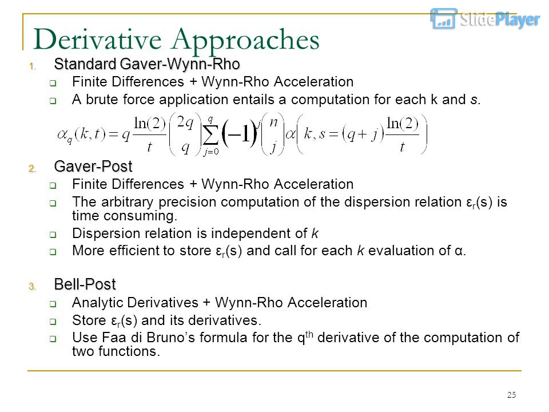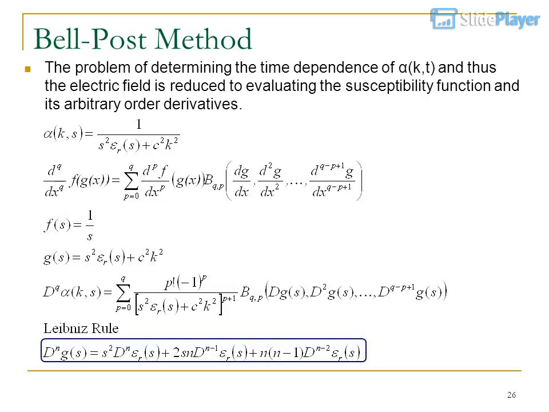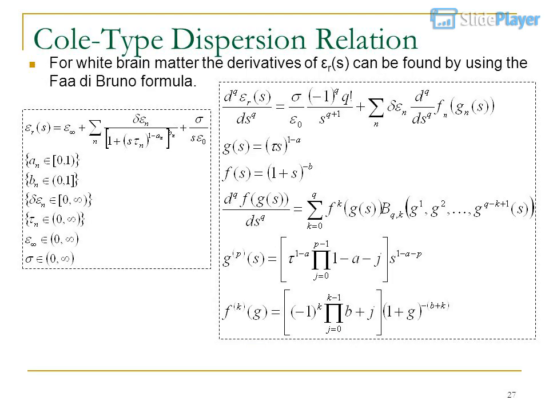Bell Post. Analytic derivatives plus Wynn-Rho acceleration. Store epsilon(s) and its derivatives. Use Faà di Bruno's formula for the qth derivative of the composition of two functions, the Bell Post method. The problem of determining the time dependence of alpha(k,t), and thus the electric field, is reduced to evaluating the susceptibility function and its arbitrary order derivatives. Cole-Cole type dispersion relation. For white brain matter, the derivatives of epsilon(s) can be found by using the Faà di Bruno formula.